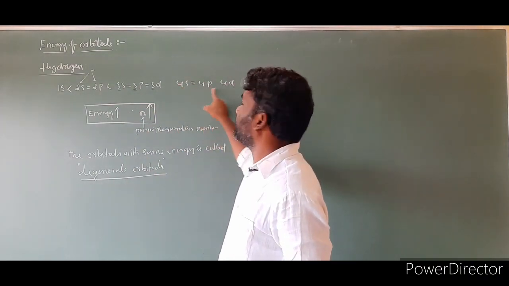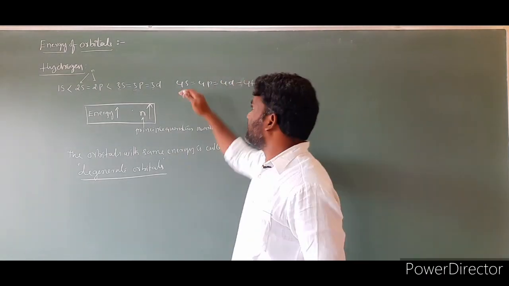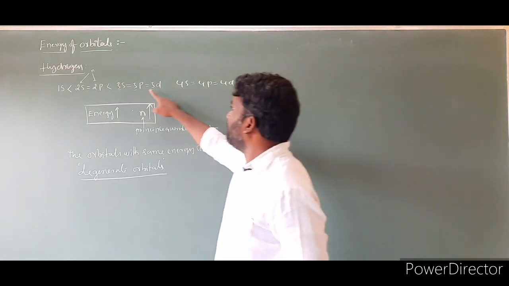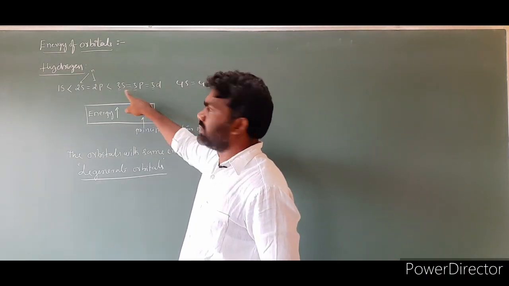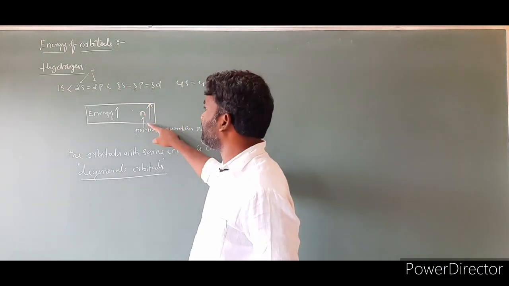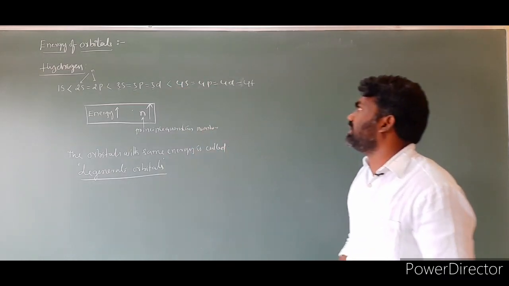For n value 4, all the cases 4s, 4p, all the energies will be the same. So these orbitals are called degenerate orbitals because they have the same energy. But compare this with 3s, 3p, 3d; here n is 4, the n value increases, so the energy of 4s is greater than 4p, greater than 4d, greater than 4f.